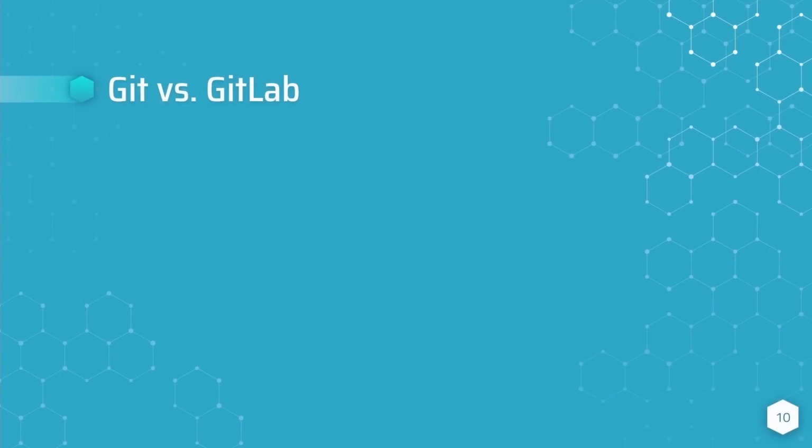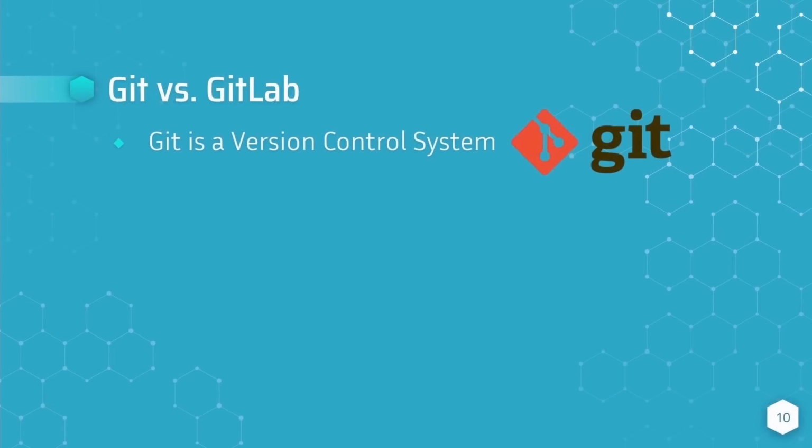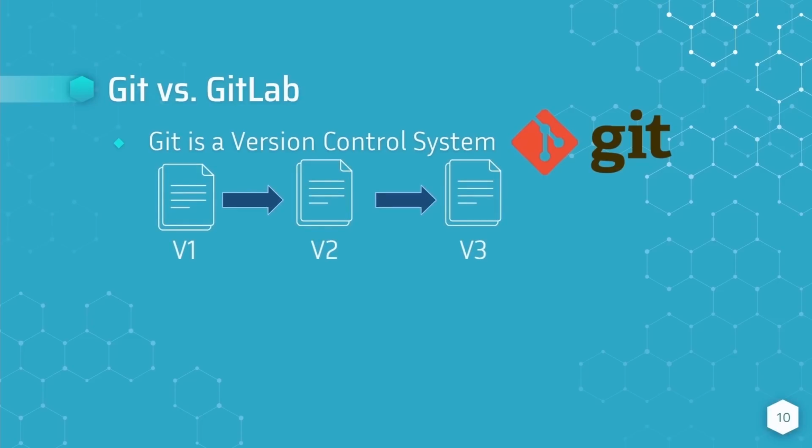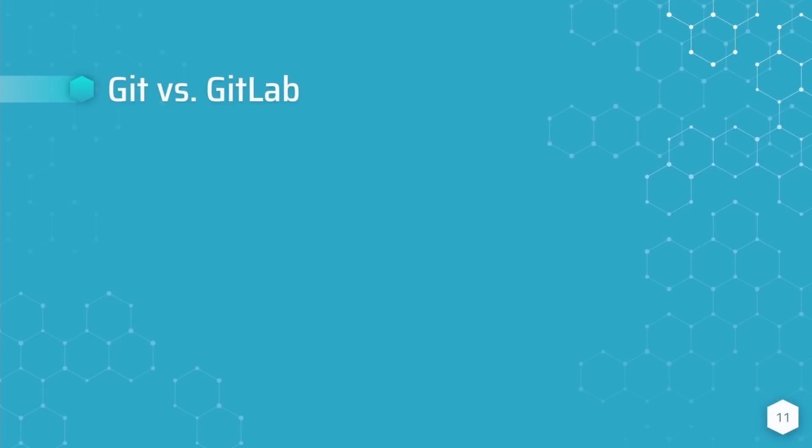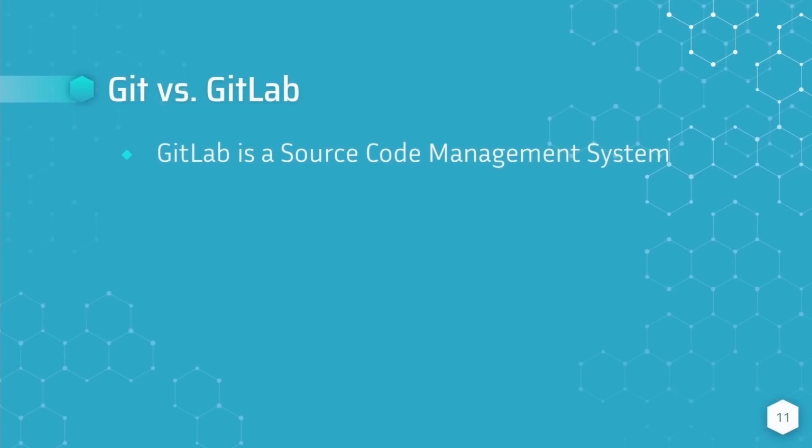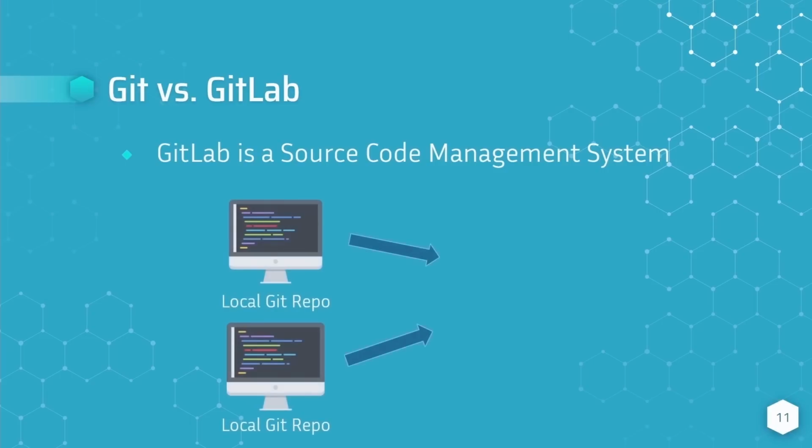So what's the difference between Git and GitLab? Git is a version control system. You use Git to keep track of changes made to source code files in a code base. In contrast, GitLab is a source code management system. So you would use GitLab to host Git repositories so that they can be shared with other people on your team. Similar to how you might upload and share files to Dropbox or Google Drive, you're doing the same with GitLab but for source code.